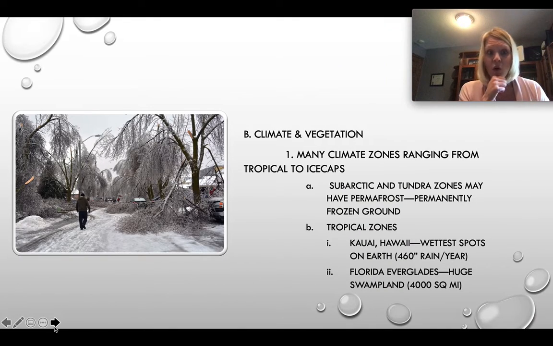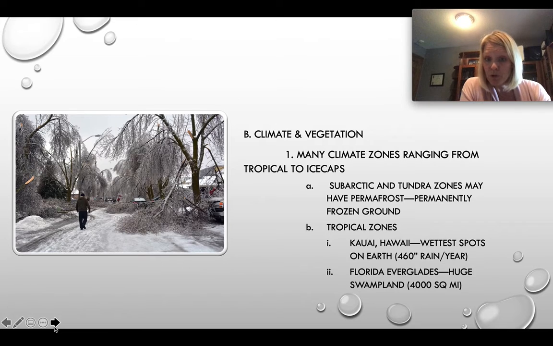Climate and vegetation. Well, you can see this picture here. Right now, if you've been listening to the news, there's another round of hurricanes and tropical storms hitting the Gulf area, the Gulf of Mexico. We have a lot of different climate regions. It ranges from the tropical zones, which we would consider in Florida and Hawaii, to ice caps and permafrost, which is permanently frozen ground up in the northern areas of Canada. And so we have a very wide variety of climates.